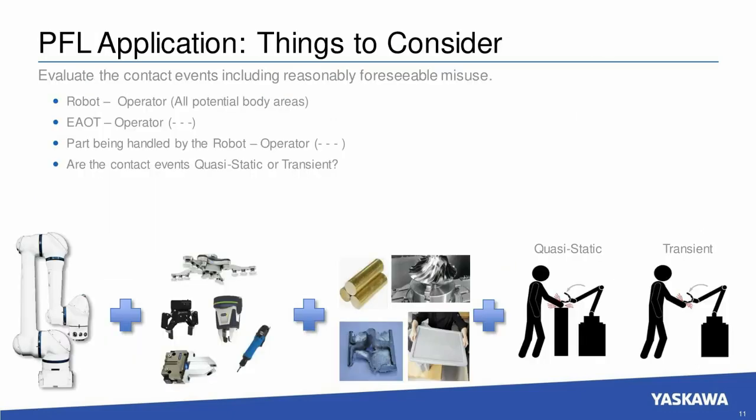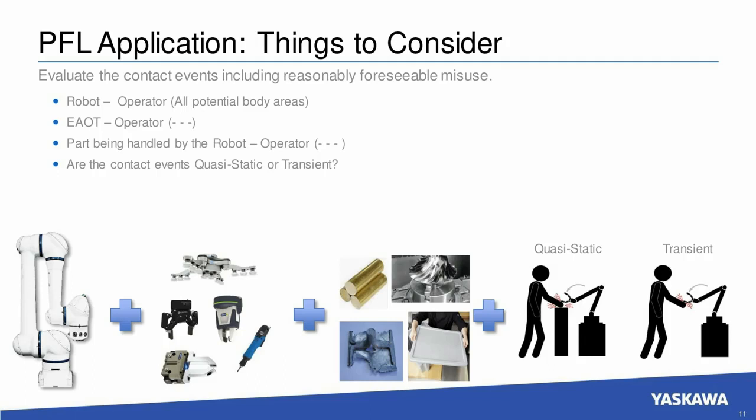So what things should I be considering in an application? We've talked about the need to provide this objective evidence. We can see here that we need to evaluate the contact events, including reasonably foreseeable misuse. So that's between the robot, because we're talking about robot systems, and the operator, and that's all potential body areas that we can reasonably foresee where the robot might contact the operator.